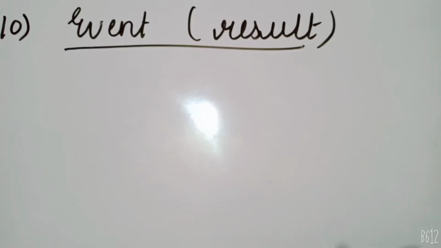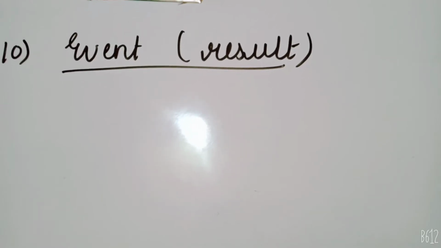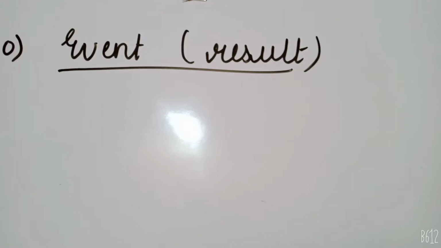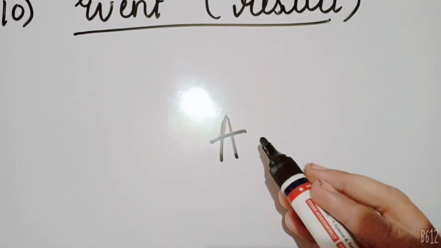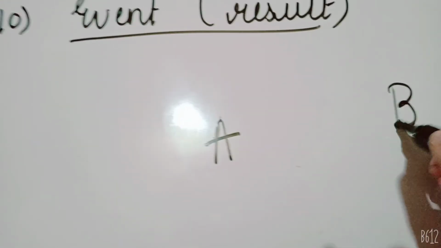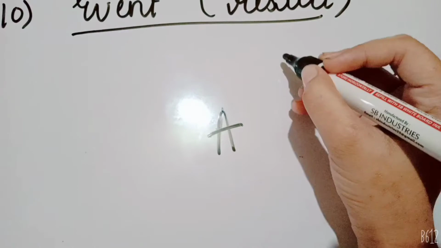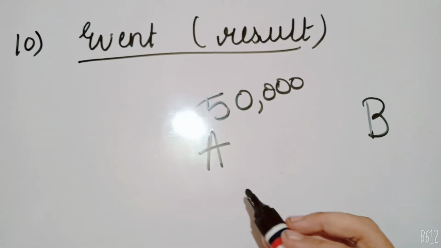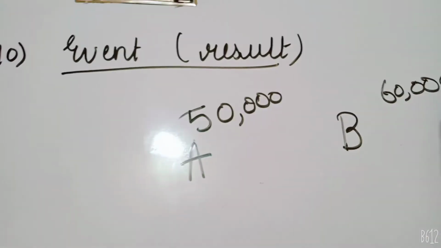So the next is event. Basically, event is the outcome or the result of every transaction. For example, if enterprise A sold goods costing 50,000 rupees and he sold it to B for 60,000 rupees.